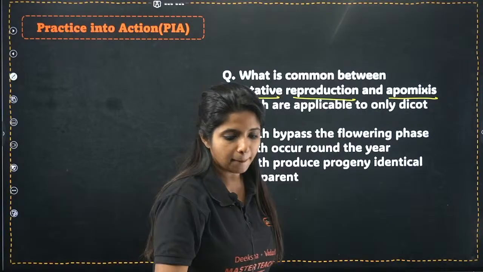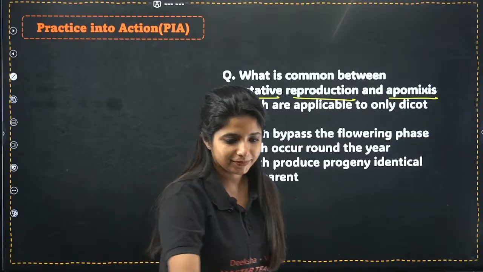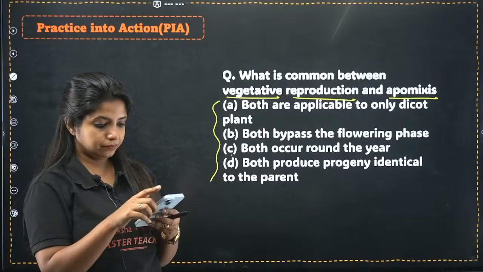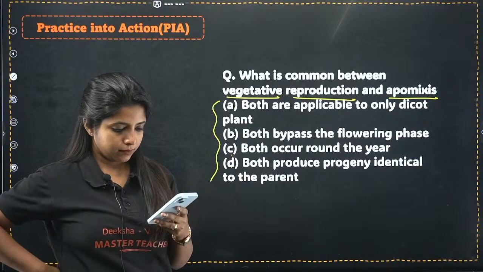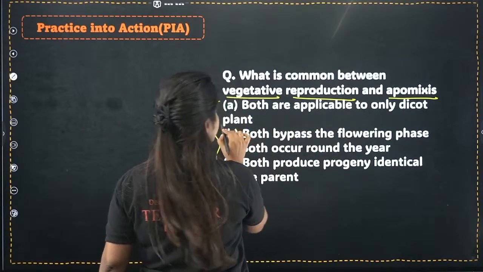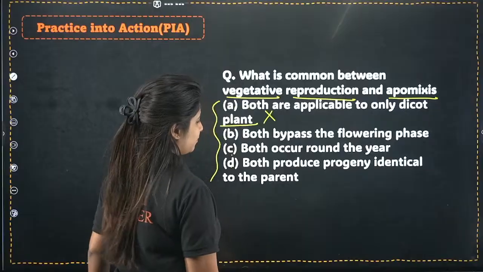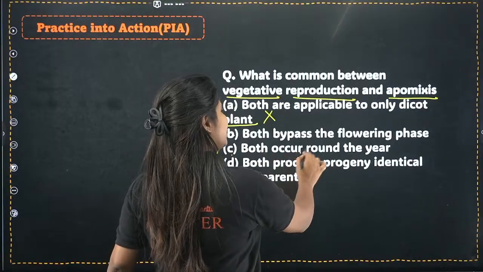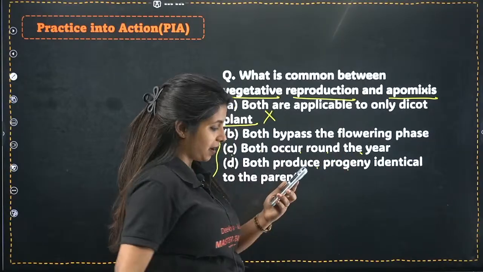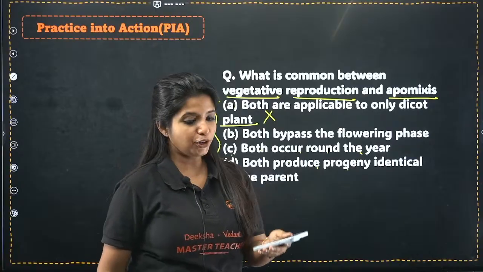Come on. B. Amalu says B. Okay, what about Suvarna and what about Vaishu? Any idea? Okay, Suvarna also says it is B. Let's see. Both are applicable to only dicot plants: wrong. Both bypass the flowering phase. Okay. Both occur around the year. Both produce progeny identical to the parent. Are you sure it is B? Or it could be D?